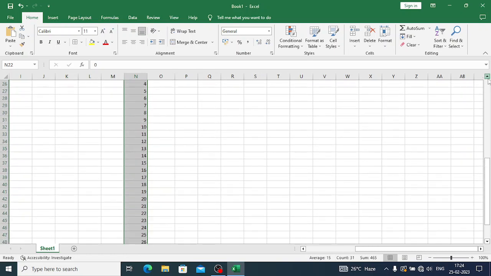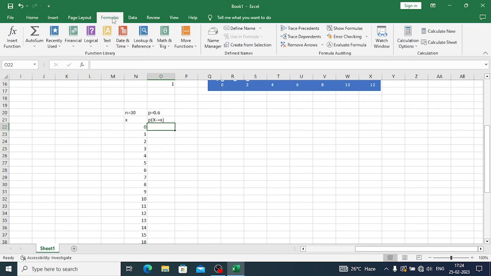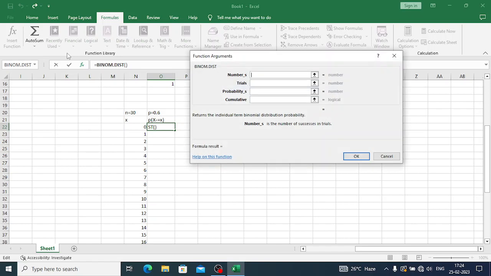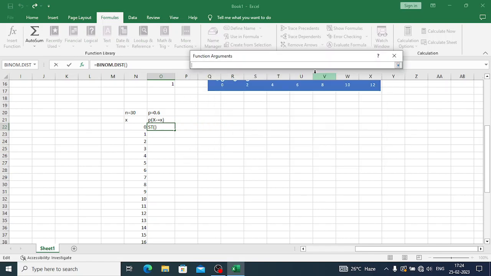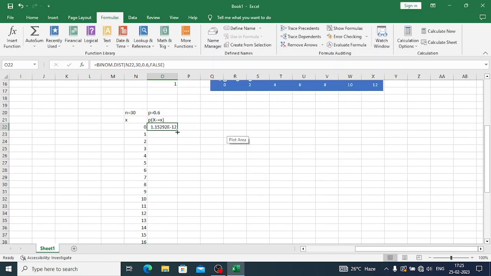Then put down the formula. The formula you have to insert only one time, that is the probability that X is equal to small x. Now here we are going to define the binomial distribution. Go to Formulas. As I have recently used it, you can find the formula under Recent also. Binomial distribution, number of successes: instead of putting 0, I am going to give the cell address N22. Number of trials is 30. Probability of success is 0.6. Cumulative I don't want, so I am putting false. So this is what your values are.